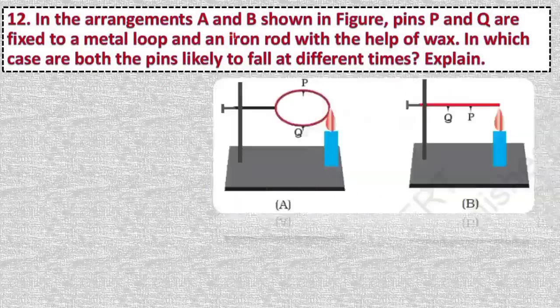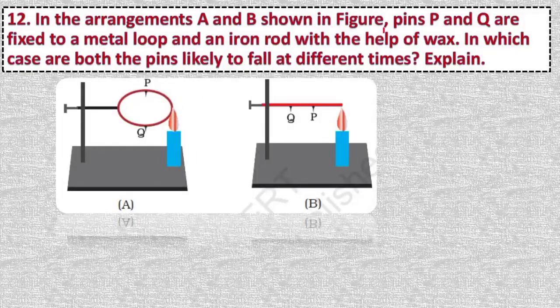Here is the next question. In the arrangements A and B shown in the figure, pins P and Q are fixed to a metal loop and an iron rod with the help of wax.